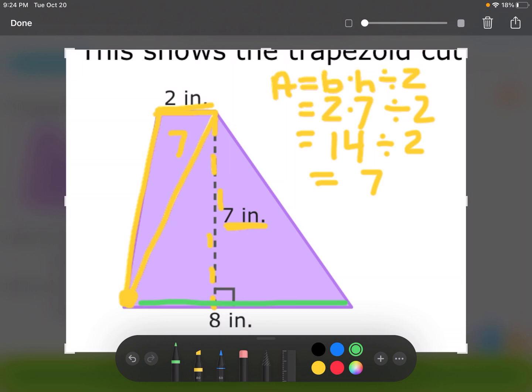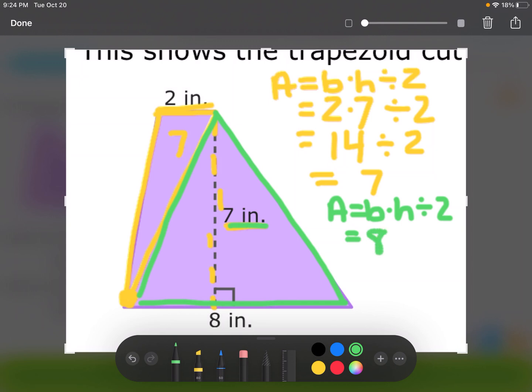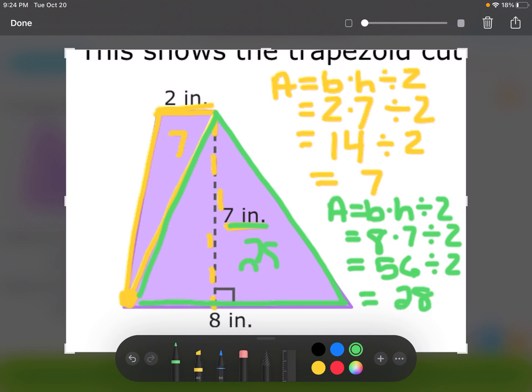Now we're going to focus on the second triangle. Area equals base times height divided by 2. The base is 8. The height is 7. So that's going to give us 56 divided by 2, which is 28. So this green triangle has an area of 28. To figure out the total area, we would add 28 and 7, putting them together to get a total of 35.